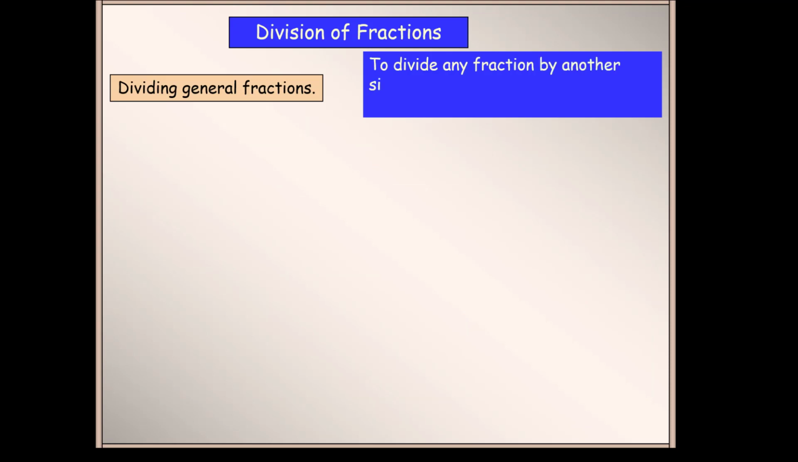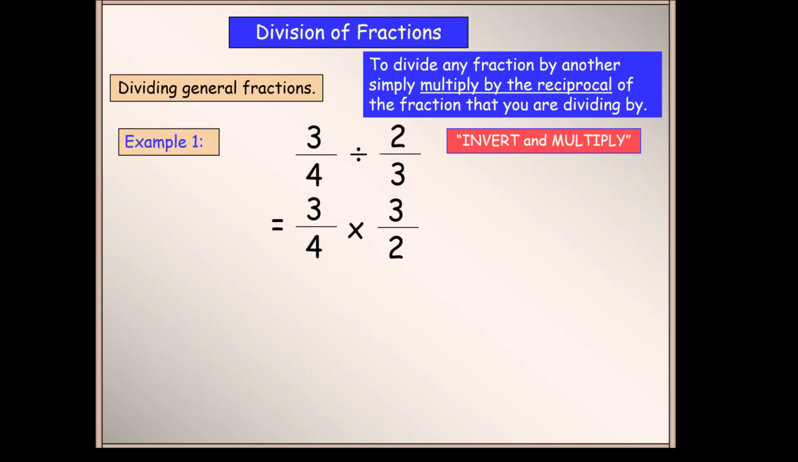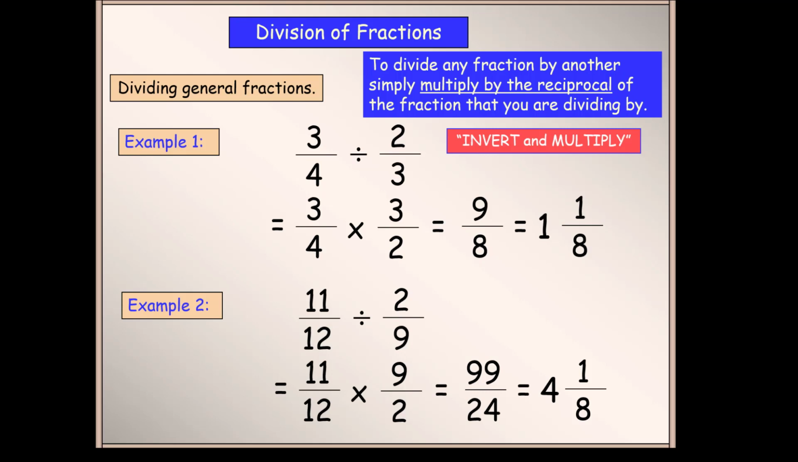So to divide any fraction by another, simply multiply by the reciprocal of that fraction. Let's see. If we've got 3/4 divided by 2/3, that's the same as 3/4 multiplied by 3/2. And that is the same as 9/8, which is 1 and 1/8. Let's look at example 2. 11/12 divided by 2/9 is the same as 11/12 multiplied by 9/2. And that is the same as 99/24, which is 4 and 1/8.